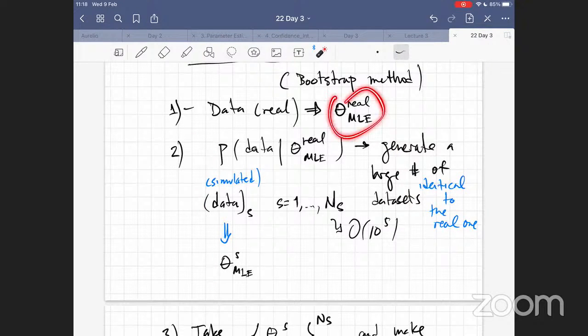If this is biased because your data is not representative, because you have a statistical fluctuation or whatever, then of course you will produce a series of data sets which will inherit this bias.